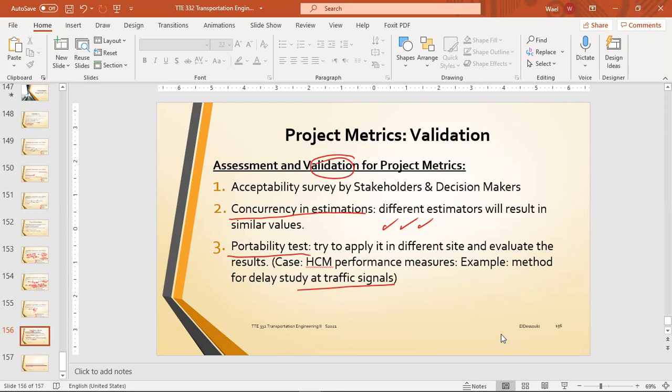It's not for the US only. You can use it in the US, in Saudi Arabia, in the UK, in Australia. So that's the issue of portability. It's not fixed for a specific geographic area. Okay, guys?